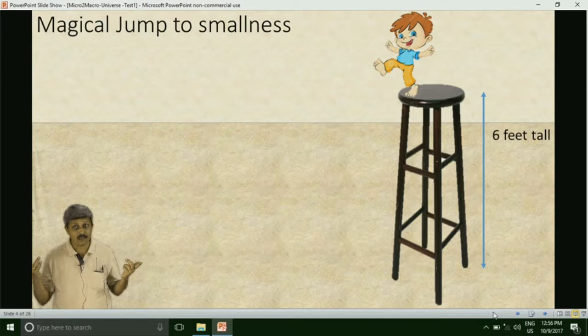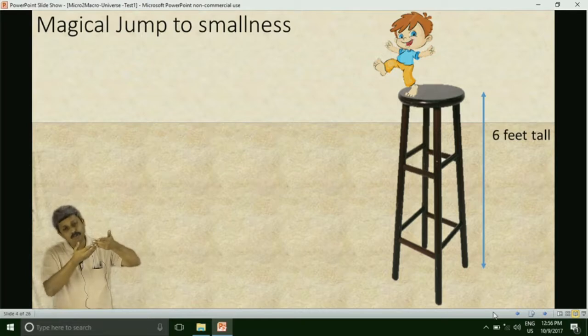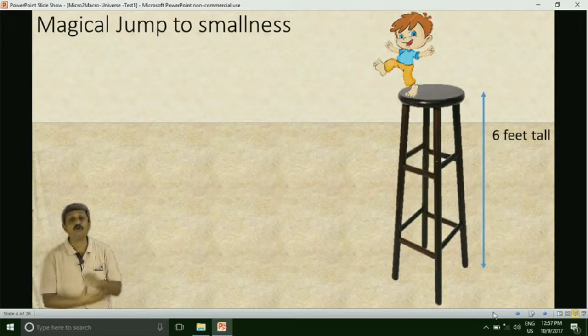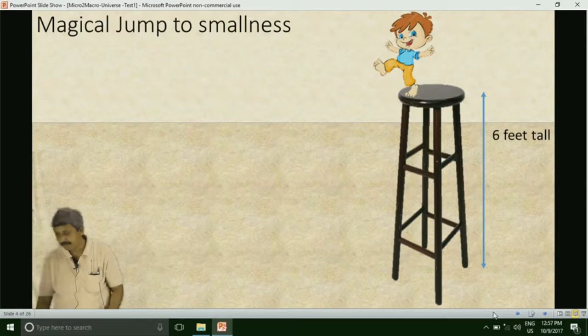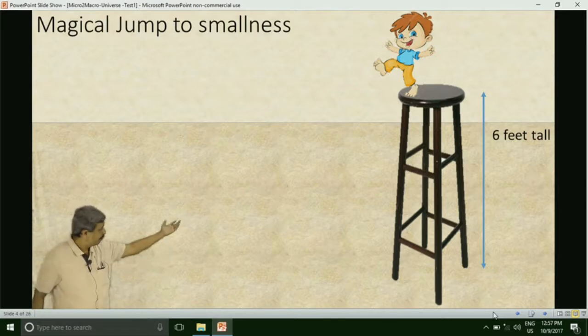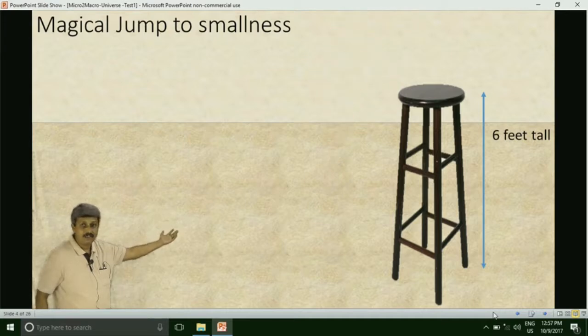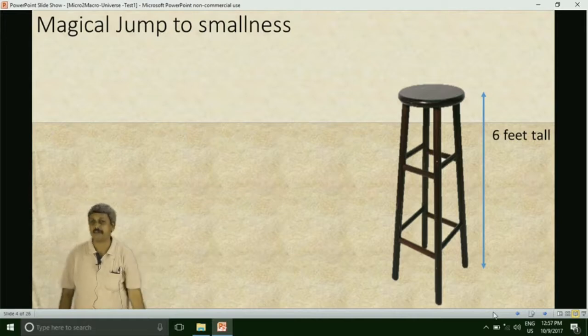No. This is not a normal jump. This is called a magical jump. What happens is the moment you jump, as you go down, you also become smaller and smaller and smaller and start seeing the micro world. How small will you become? Let us see that. Okay. So he is now taking a jump. Just watch. He jumped and became small and vanished into thin air.